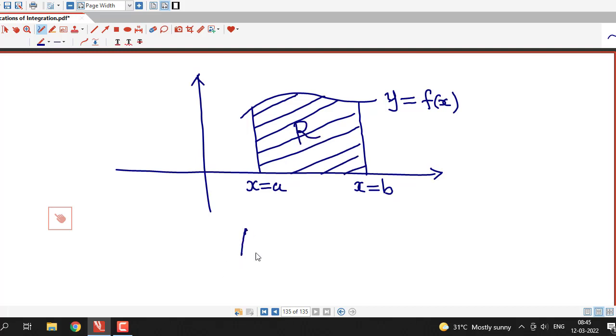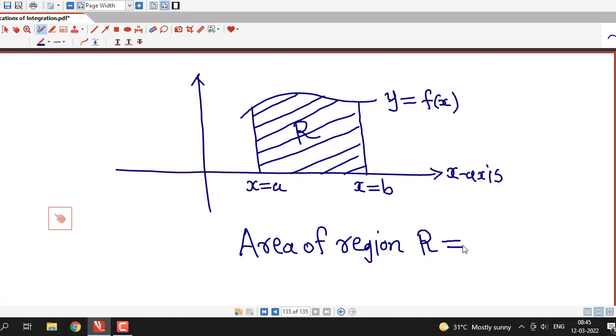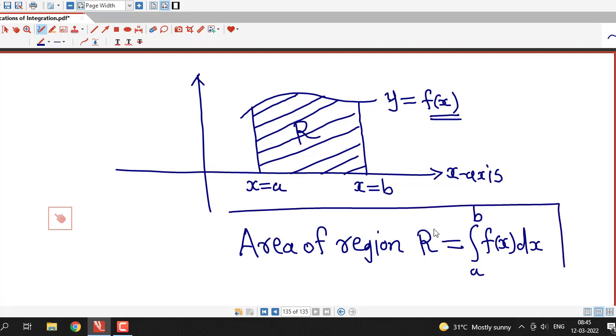Then we know that area of this region R, which is bounded by this curve y equal to f(x), x axis, and the lines x equal to a and b, is given by integral of this function with respect to x from x equal to a to b. This is the application of definite integral, which we have studied in 12th standard.